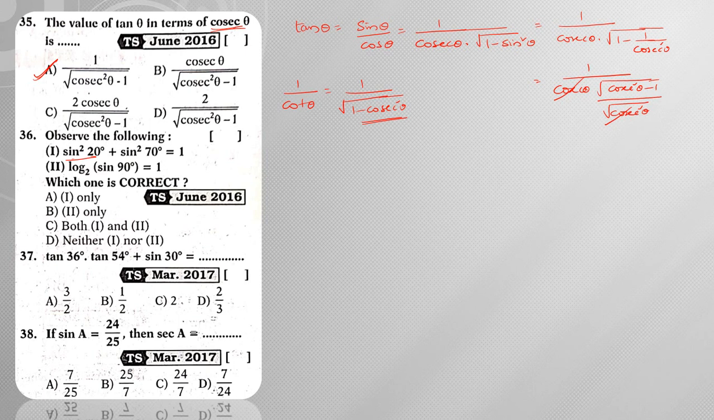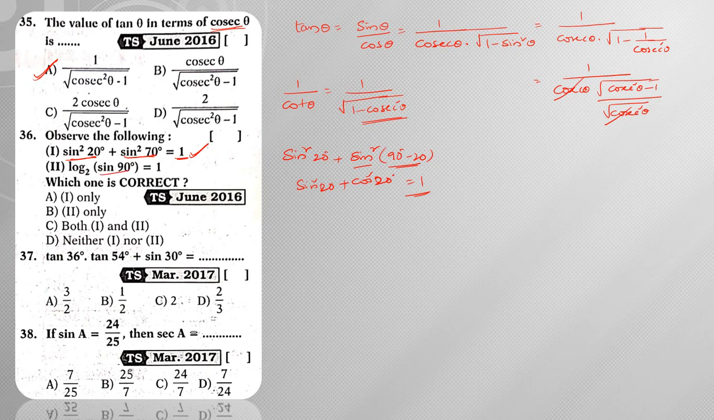Next, sin square 20 degrees plus sin square 70 degrees is equal to 1. Now from this, sin square 20 degrees plus sin square 70 degrees, I can write sin square of 70 where 70 can be written as 90 minus 20. So sin square of 90 minus 20 is nothing but cos square 20 degrees. So sin square 20 degrees plus cos square 20 degrees is nothing but 1. Hence statement 1 is correct.